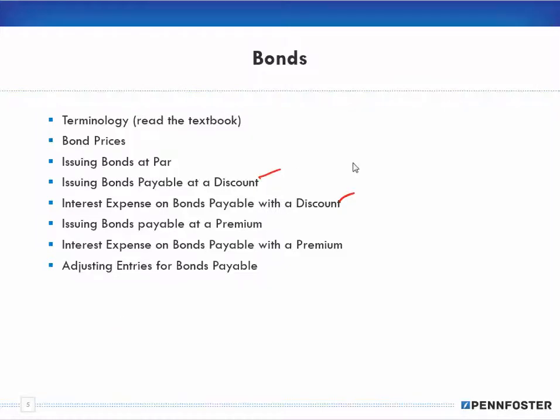In the last video, we talked about issuing bonds payable at a discount. Now, premium is really nothing more than the opposite of what we did in the last video. So let me go on a blank slide here. I'm going to use the example that's in the book. I'm not going to be making up different numbers.